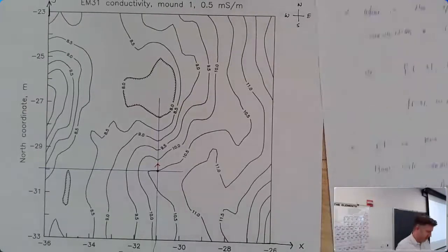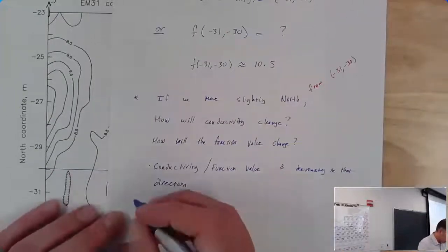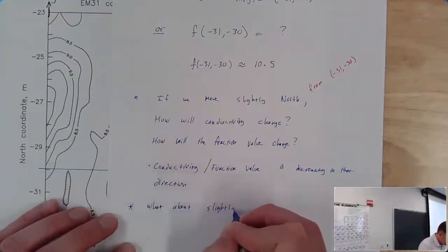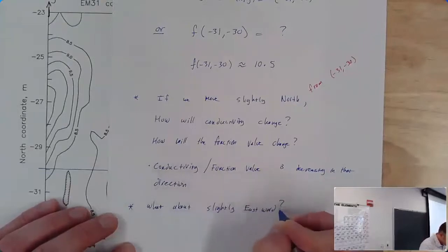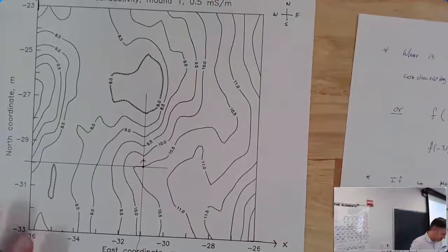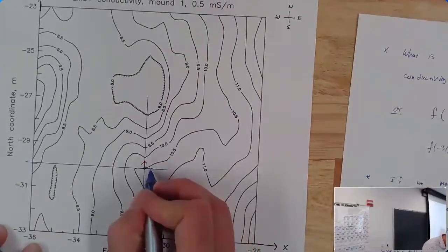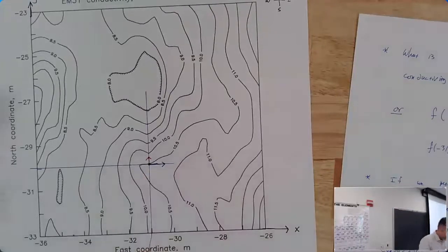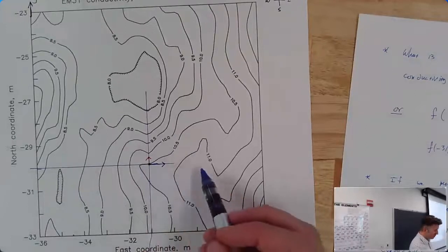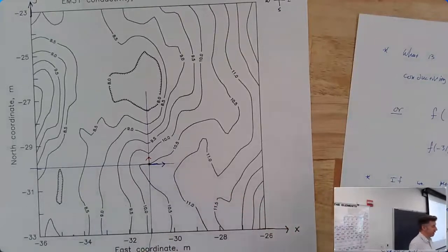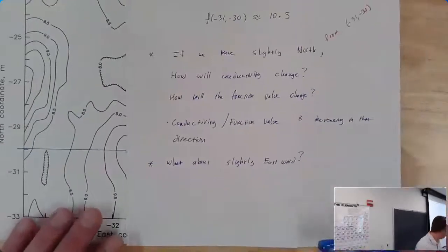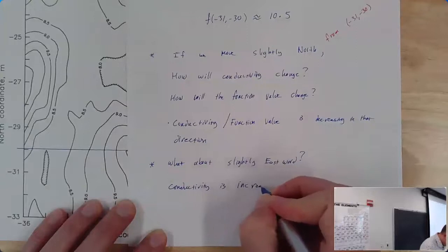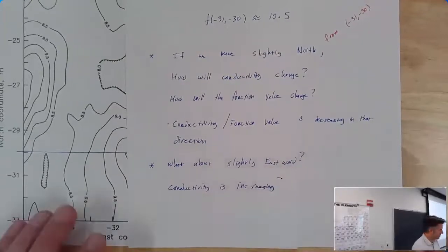All right, let's ask ourselves the corresponding question. What happens instead if we move slightly to the east? Well, looking at this point here, if I start moving eastward, I have to look towards my next level curve. If I move eastward, I'm moving towards a level curve that has a higher value. I'm starting at 10.5 and I'm moving towards 11. So I would be thinking that I'm definitely increasing my value here. So the conductivity should be increasing. I don't need a question mark. It's just a statement.